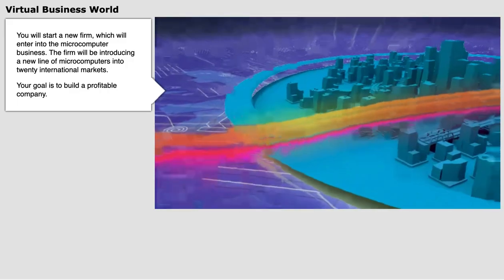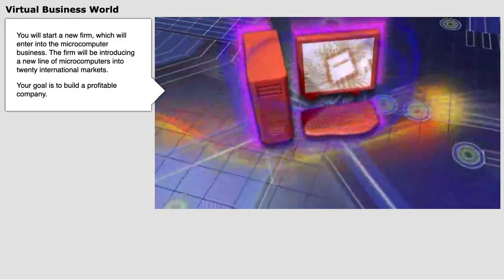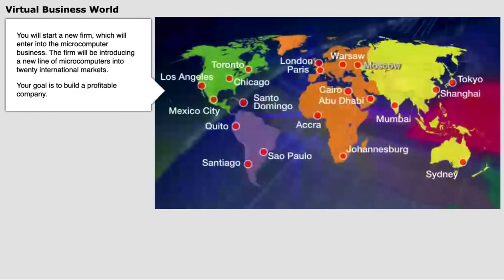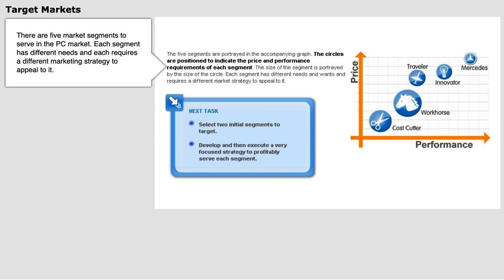You will start a new firm, which will enter into the microcomputer business. The firm will be introducing a new line of microcomputers into 20 international markets. Your goal is to build a profitable company. There are 5 market segments to serve in the PC market. Each segment has different needs, and each requires a different marketing strategy to appeal to it.